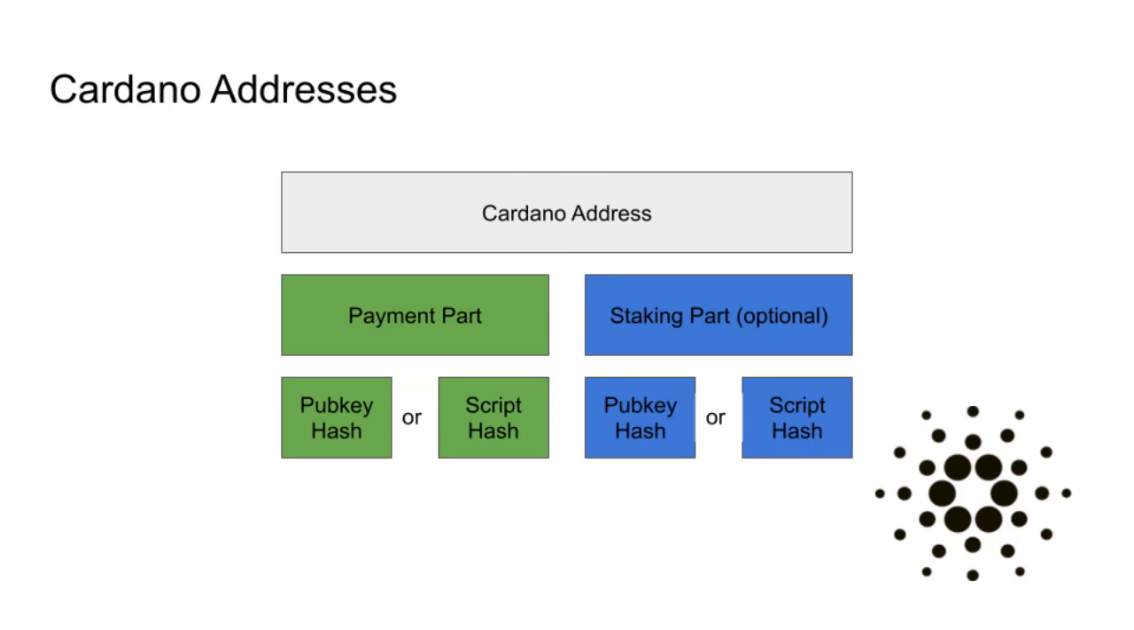It can be a pub key hash or a script hash. If it's a pub key hash, then the owner of the corresponding secret key is entitled to the rewards. If it's a script hash, then the corresponding Plutus script is executed for transactions involving staking. So for example, if a transaction tries to withdraw staking rewards and the staking part is given by a script, then the corresponding script will be executed during validation of such a transaction.